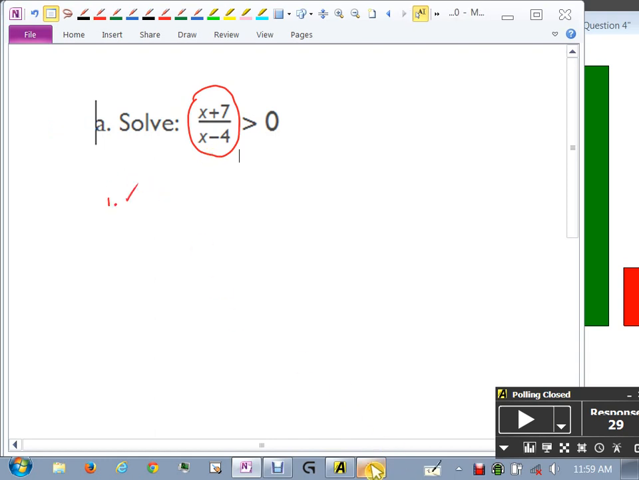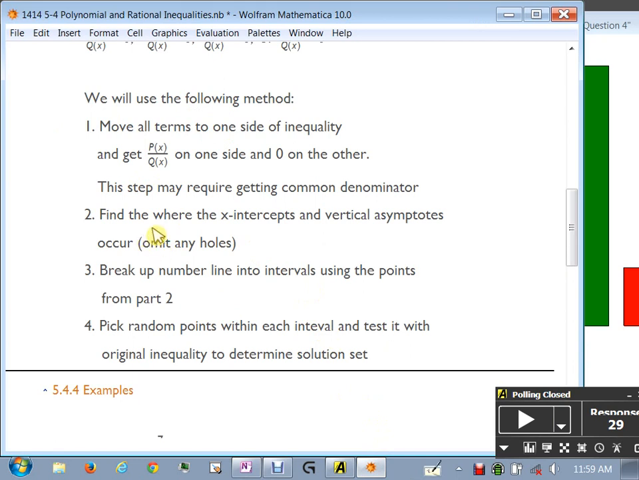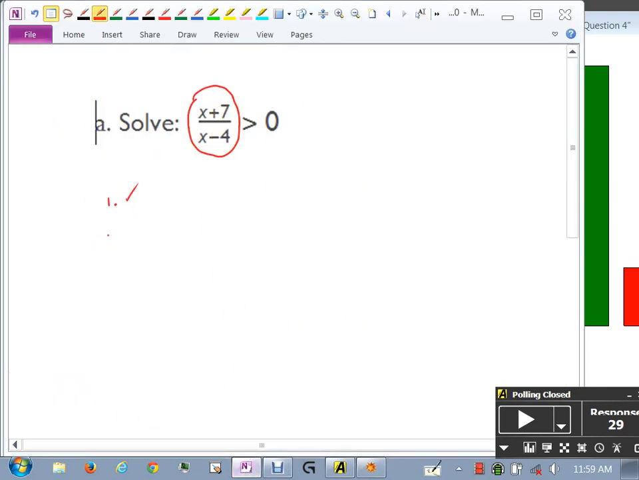The second step is to find where the x-intercepts and vertical asymptotes occur, and I also say omit holes. Remember where we have holes? Wherever you have a common factor on top and bottom, you cancel those out. If that happened, we would want that cancellation to occur also, and you don't have asymptotes there. So we won't want to count those. That's why we omit those. We don't have that in this case because these aren't common factors.